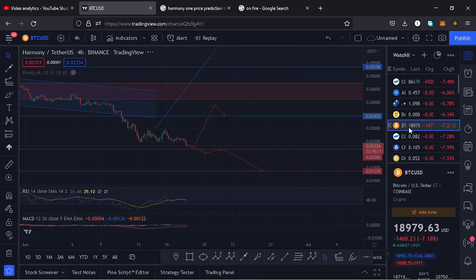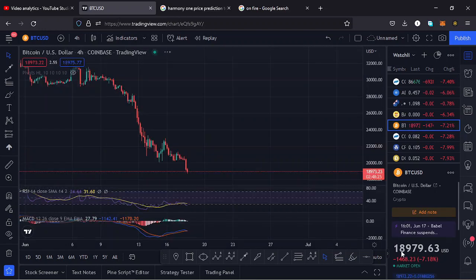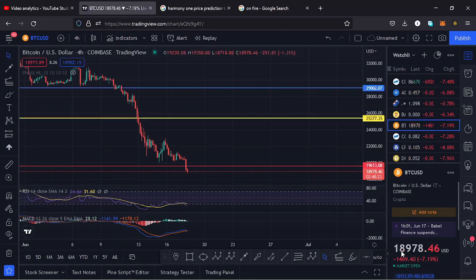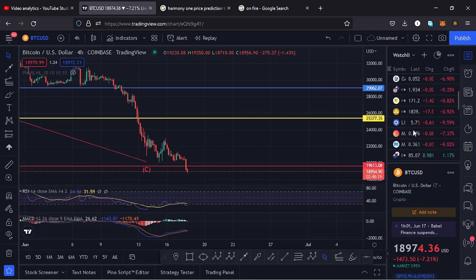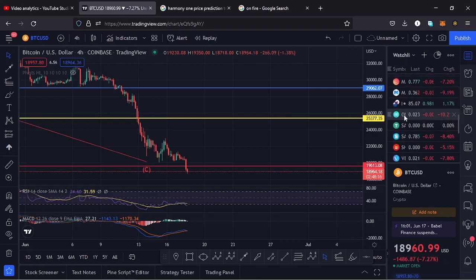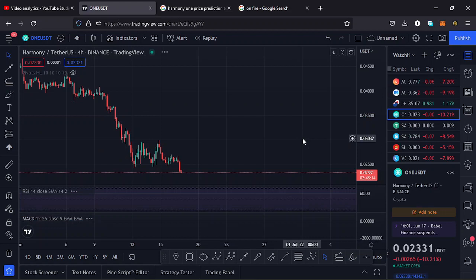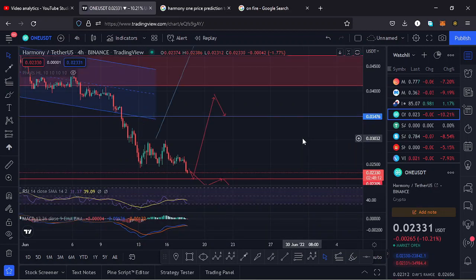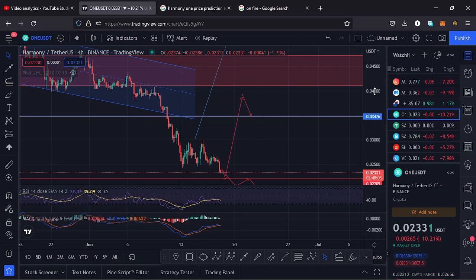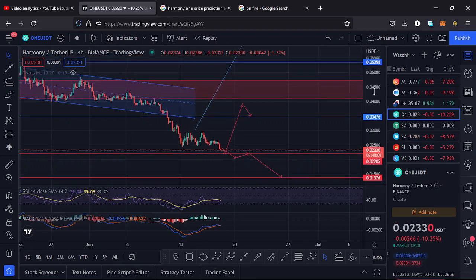So if we have a look at the Bitcoin chart, you can see we are trading below the $19,000 mark, and that is not good for Harmony One, because once you see continued sell-off on the Bitcoin chart, this market is also being affected, and we are unlocking even lower prices. So those are the key scenarios that can play out on the Harmony One chart, and I'll keep you updated on any movement on this chart.